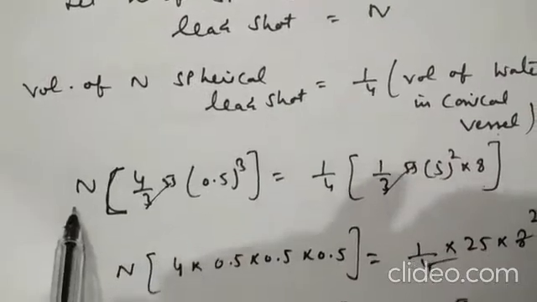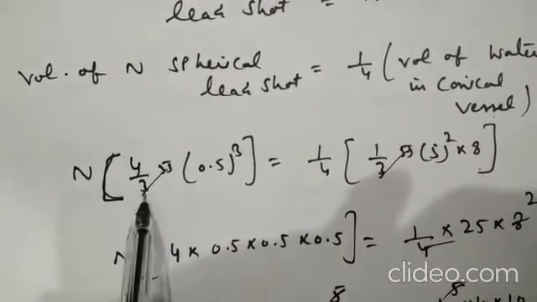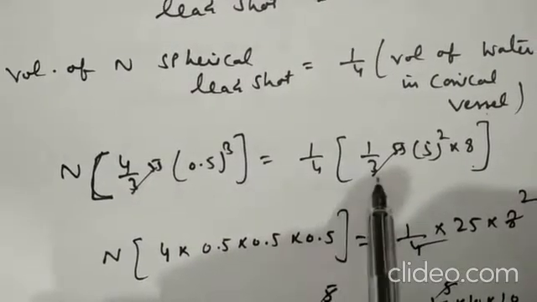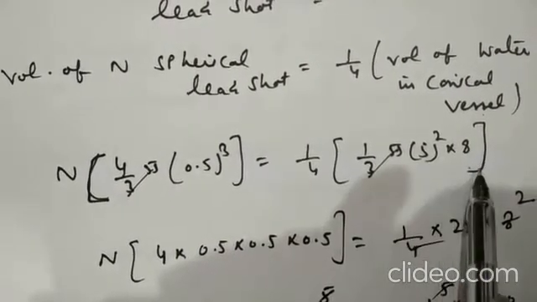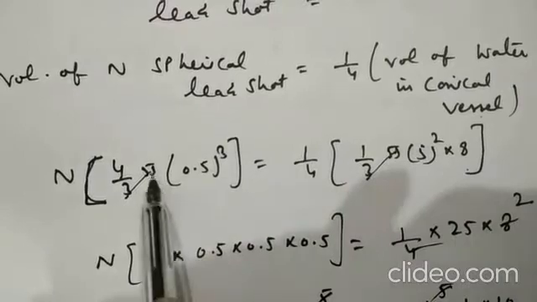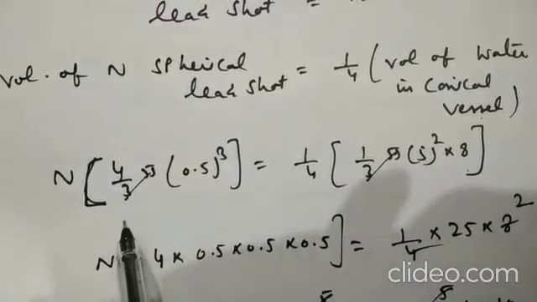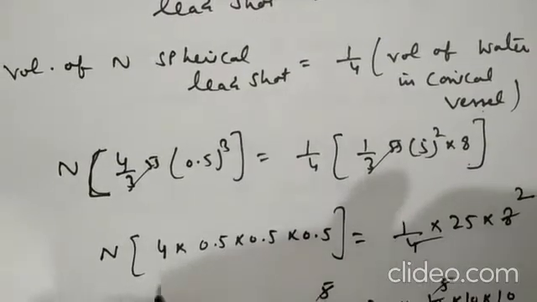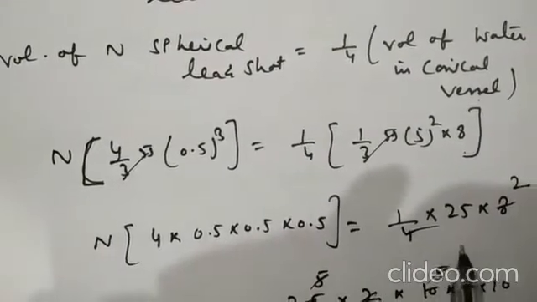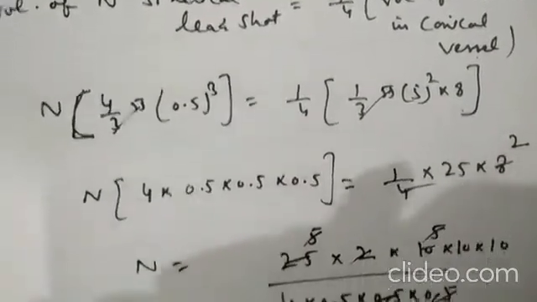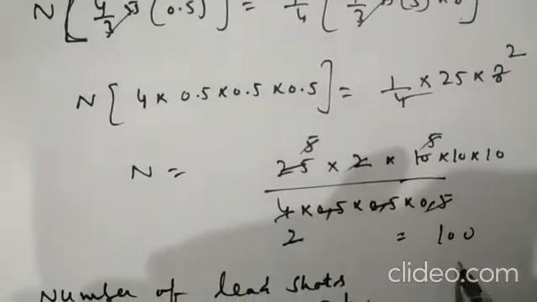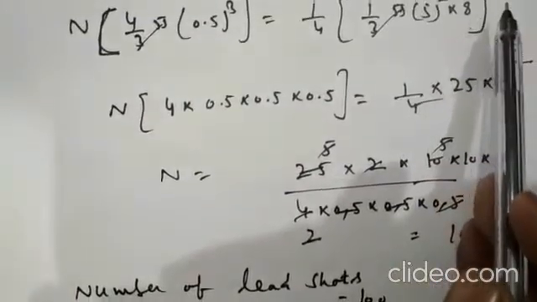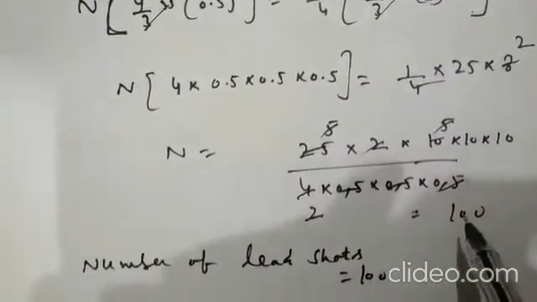Now the number of lead shots we have supposed as n, into 4/3 pi r cube, equals 1/4 of 1/3 pi r square h. Pi by 3 is cancelled from both sides. So that's why we have not put the value of pi. Now after further simplification, the number of lead shots will be 100. So 100 lead shots will displace 1/4 volume of water in the conical vessel.